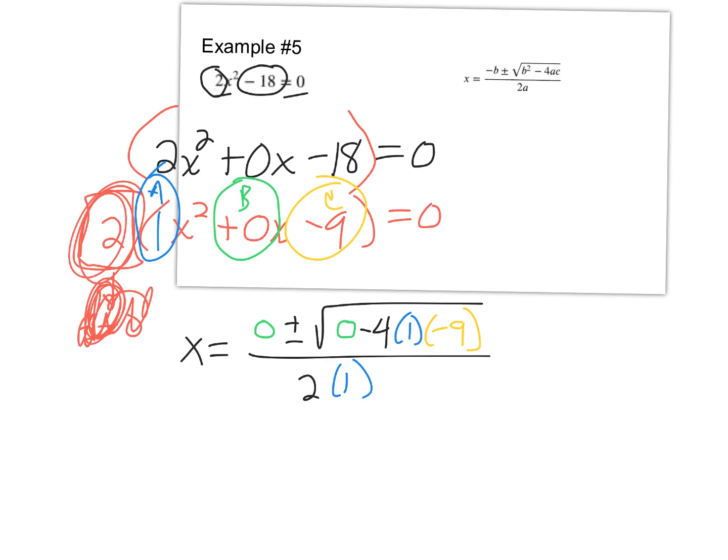Okay. So now let's evaluate. x equals 0 plus or minus radical 0. Now negative 4 times 1 is negative 4, times negative 9 is positive 36, all divided by 2.